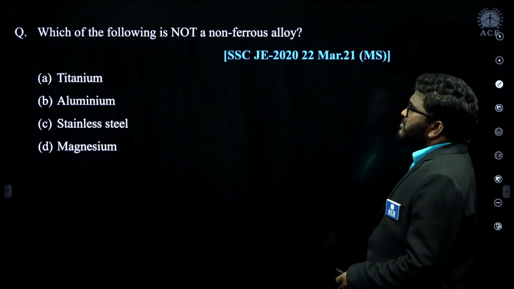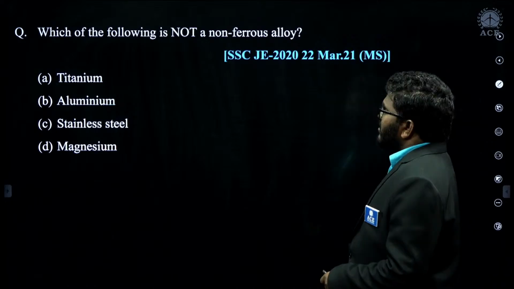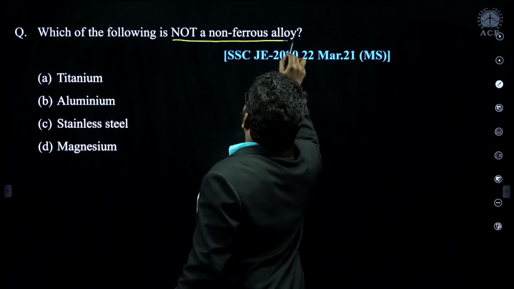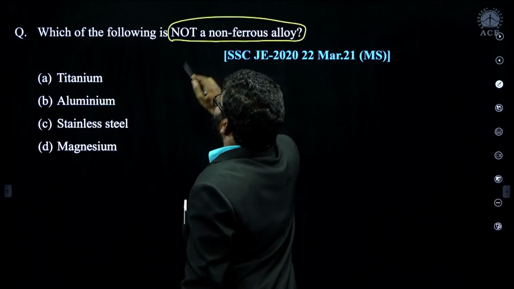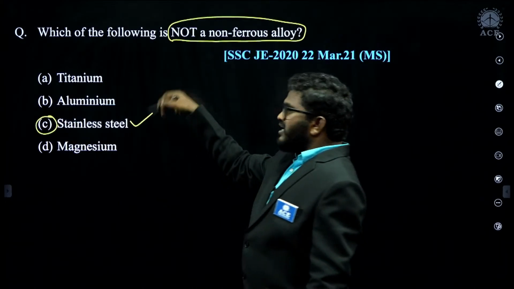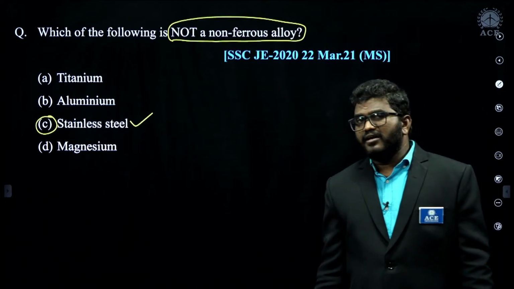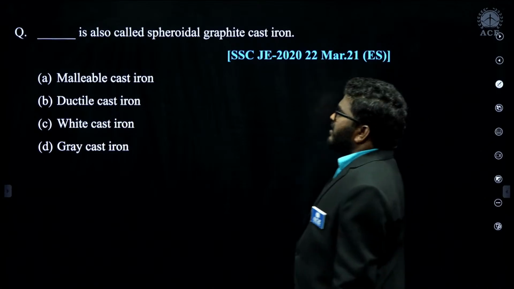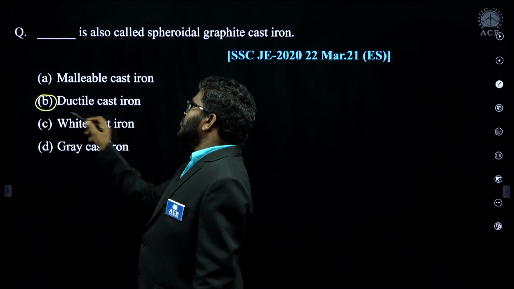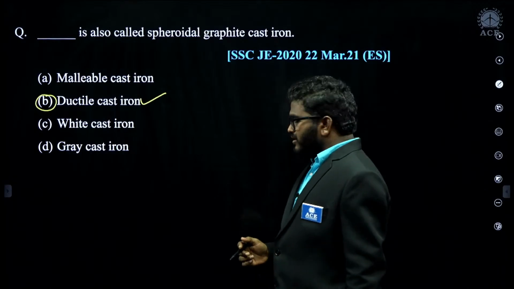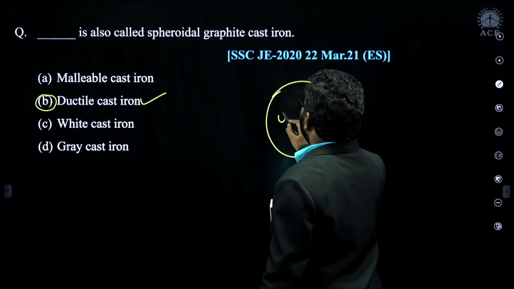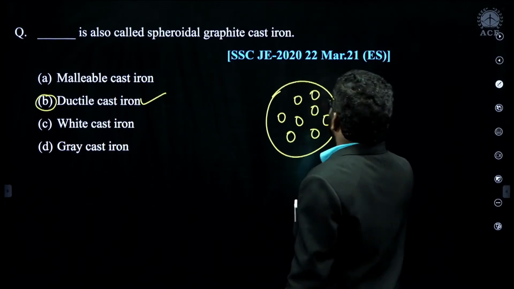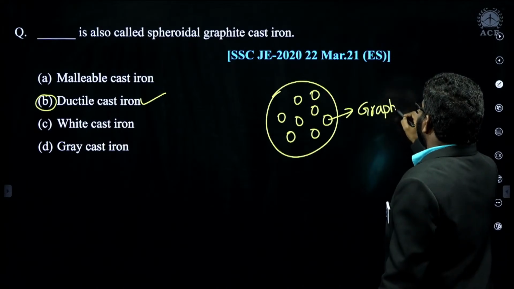Which of the following is not a non-ferrous alloy? Read the question: not a non-ferrous alloy means which of the following is a ferrous alloy? Stainless steel. Remaining all are other than iron. Stainless steel is an iron alloy, a ferrous alloy. Dash is called a spheroidal graphite iron. Spheroidal graphite iron is a nodular cast iron or a ductile iron. In that nodular cast iron, nodules or spherical shapes of graphite are present like this.